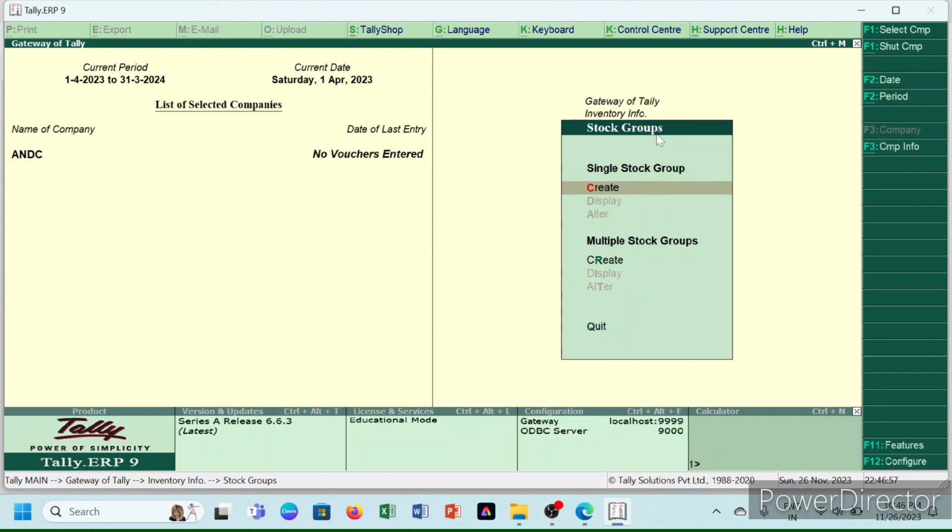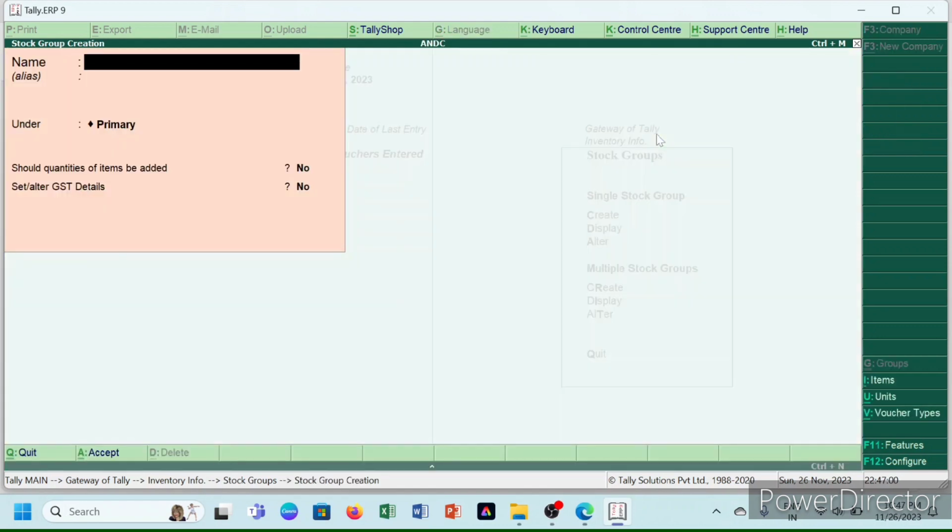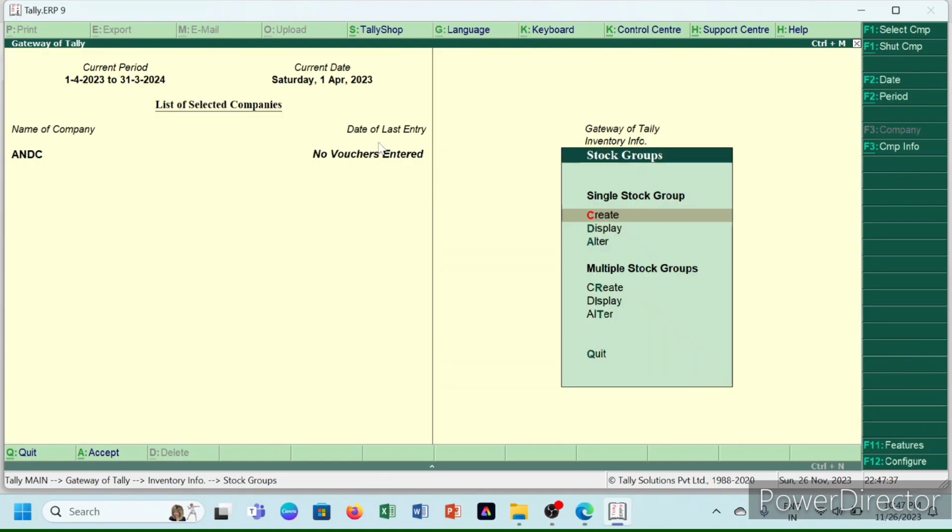Group creates, press C. Ethnic dress. Just put the ethnic dress and yes, it is correct. And western dress. Western dress. Two groups are formed, ethnic dress and western dress.